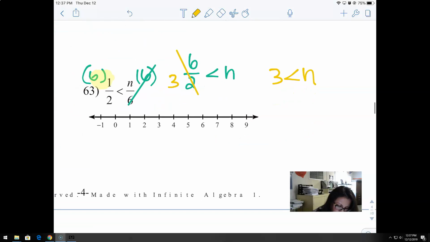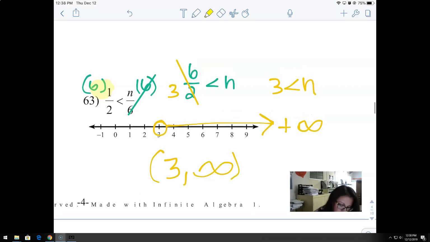So to graph this, at 3 it's going to be an open circle. So if I want to know, do I go to the right or to the left? Because I can't take the direction that this is pointing because the variable is on the right side. So 3 is less than n. Well, give me a number that's more than 3. So let's say 4. Is 3 less than 4? Yes, so 4 is a solution. So that tells me I'm going to go towards 4, which is going to be towards positive infinity. So my solutions are going to be, in interval notation, from 3 to positive infinity.